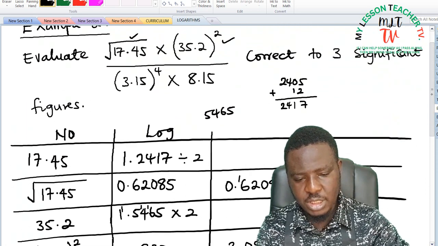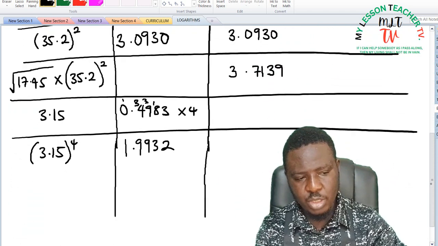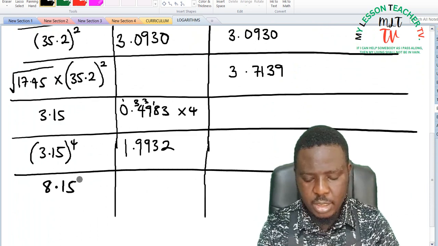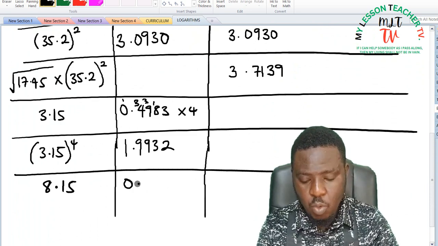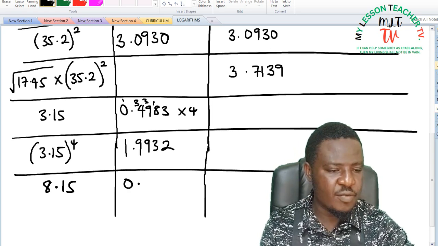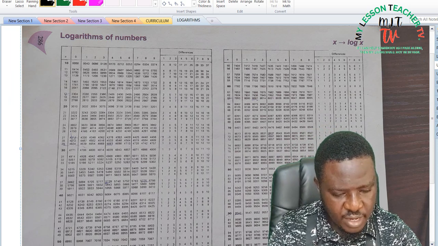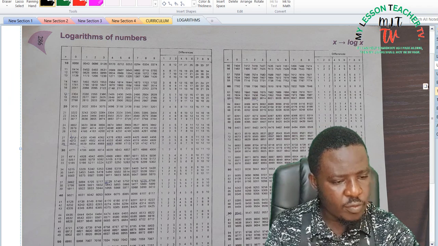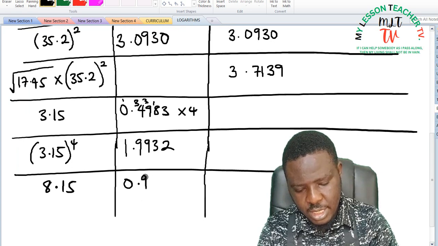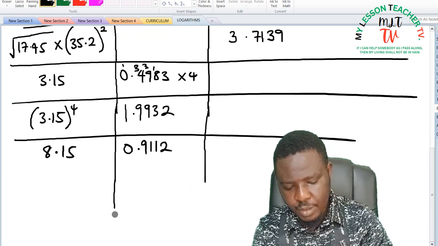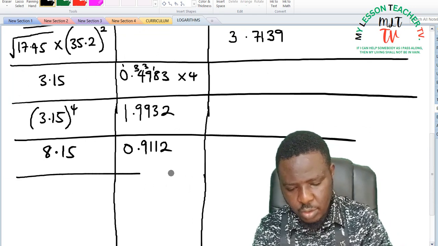Do the same to the second digit at the denominator, which is 8.15. So 8.15 in logarithm has characteristic 0. We then look for 81 under 5. 81 under 5 should be at the second half of the table. 81 under 5 is 9112. So it is 9112.